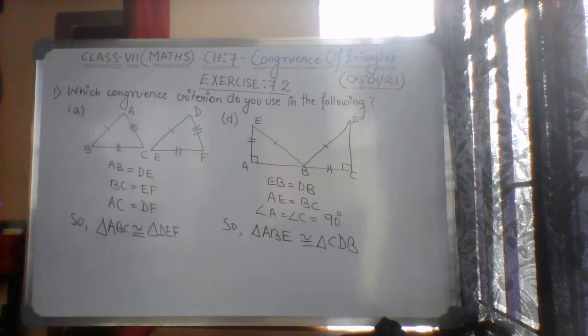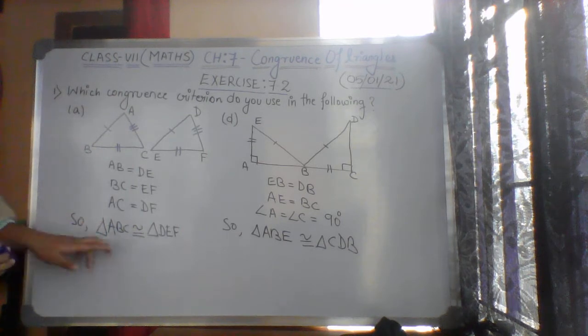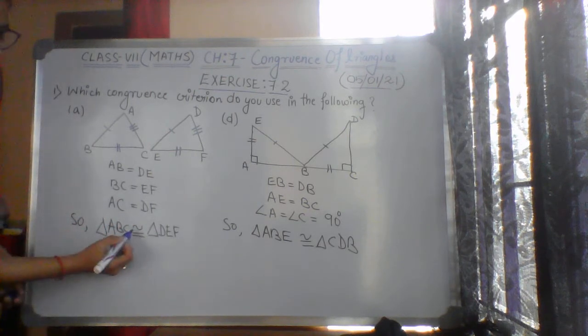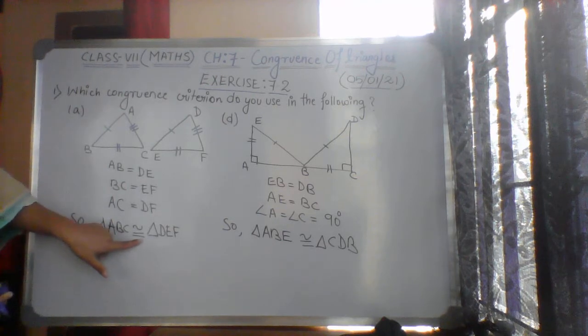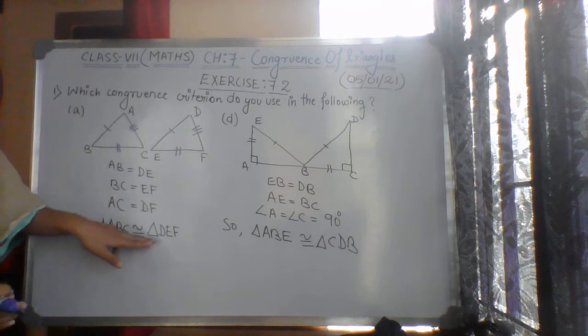I hope you know what sign we use for congruency: the equal to sign and the similarity sign together, because congruency deals with same shape and size. Same shape means similar shape, so the similarity sign. Same size, so the equal to sign. So this is the congruency sign: triangle ABC congruent to triangle DEF.